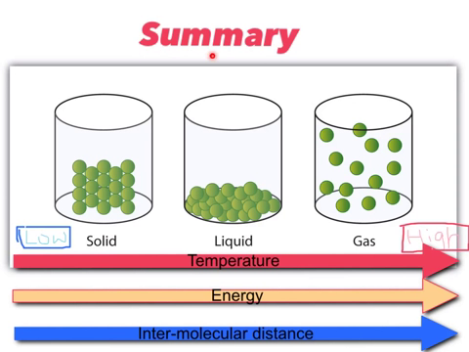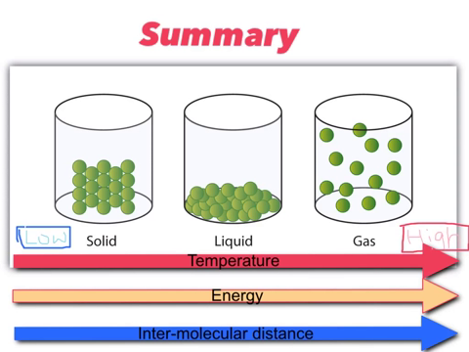Here is the summary. Solid: solids have a different volume and different shape. Liquid: liquids have a different volume but not a different shape. Gas: gas does not have a different volume nor a different shape. Temperature gets higher as it becomes liquid and then gas. So does energy.